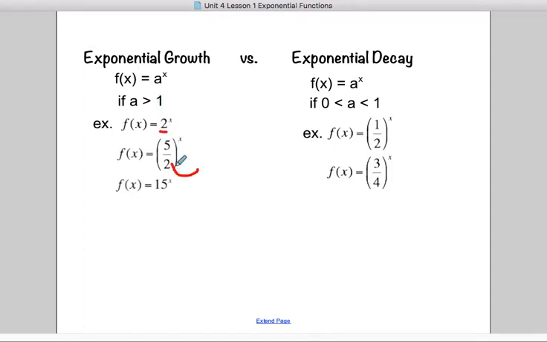5 over 2, so don't just because it's a fraction assume that it won't, but that would be 2.5. That's a growth function. Same thing here. This is 0.5 and 0.75, which is in between 0 and 1. So those are exponential decay.